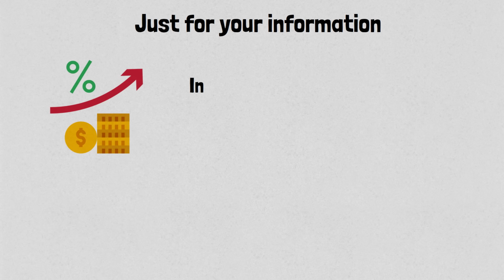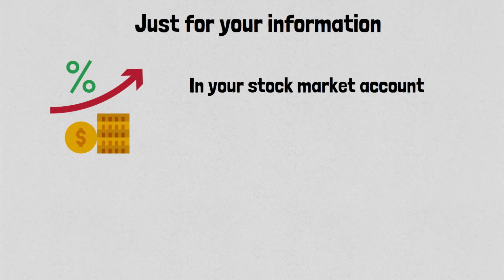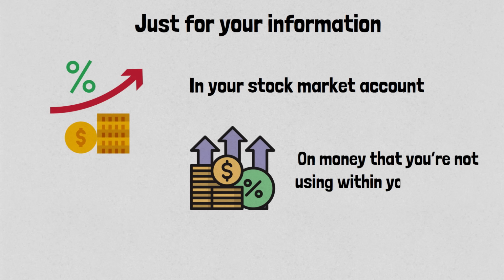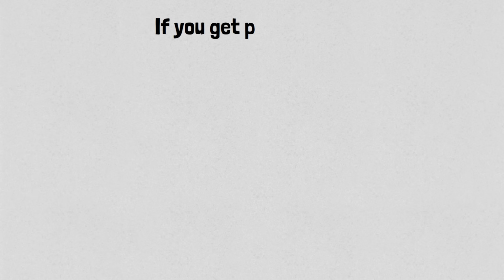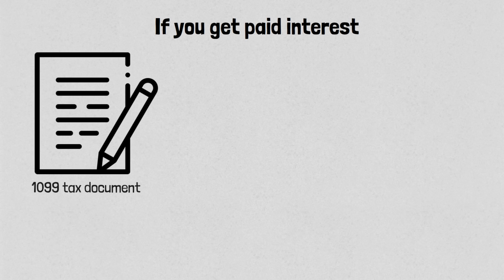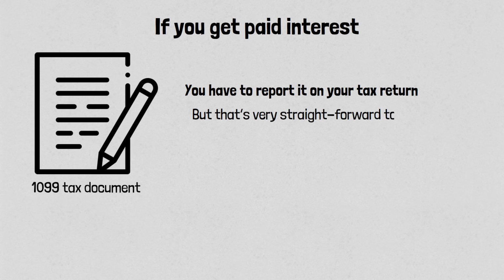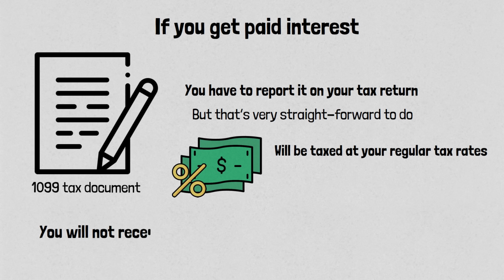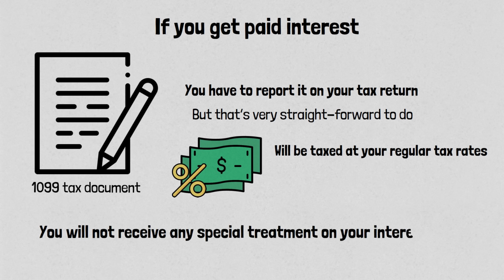And just for your information, you may have interest income in your stock market accounts because you may be earning interest on money that you're not using within your accounts. If you get paid interest, it's listed on your 1099 tax documents, and you have to report it on your tax return, but that's very straightforward to do. Your interest income will be taxed at your regular tax rates. You will not receive any special treatments on your interest income.